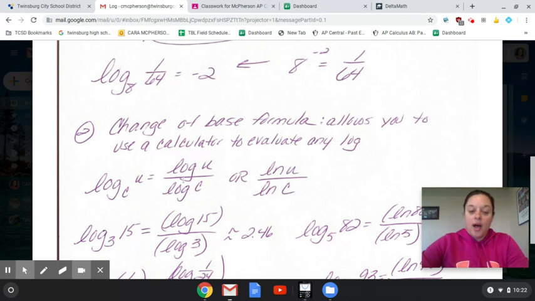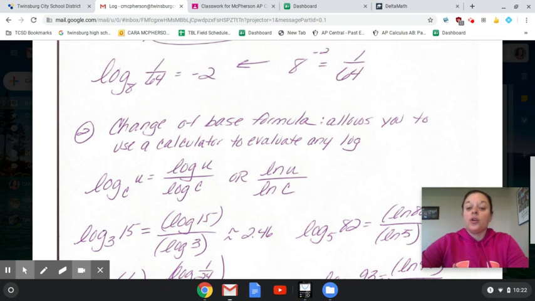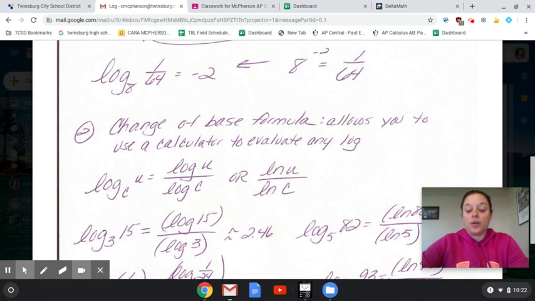Or if you don't want to use the common log button, you could use the natural log button. So the button that says ln, you're going to do the same pattern. You're going to take the natural log of the big number divided by the natural log of the base number. And that will give you your answer.